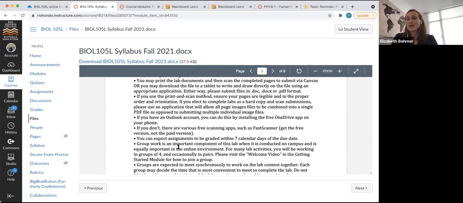Group work is an important component of this lab, but I know for some of you that might be impossible due to your life situation at this time. So what I have set up for you are groups.